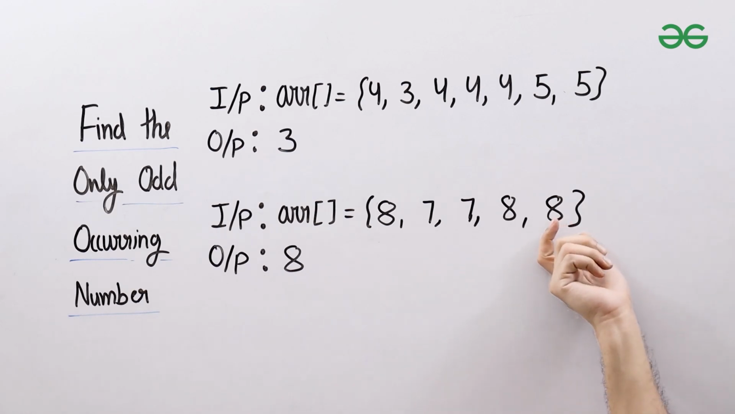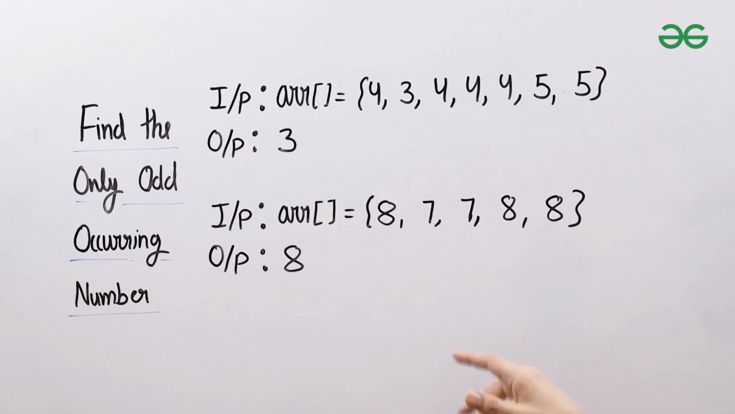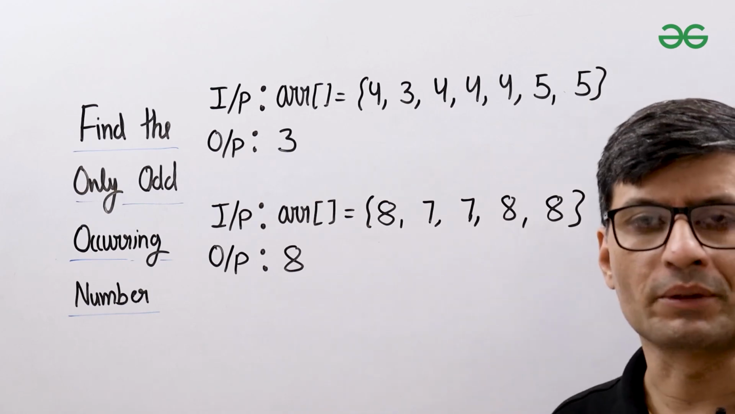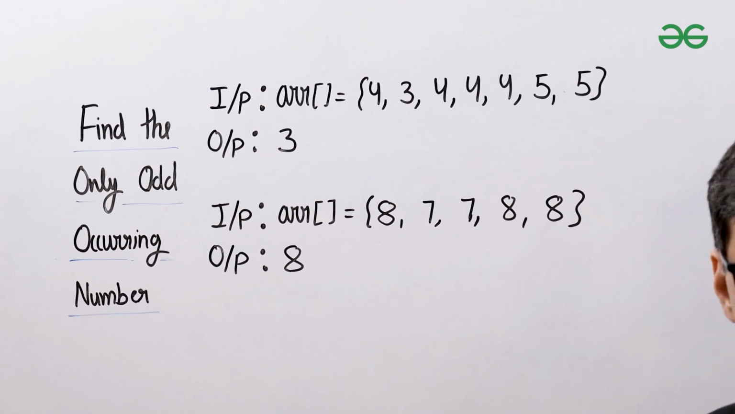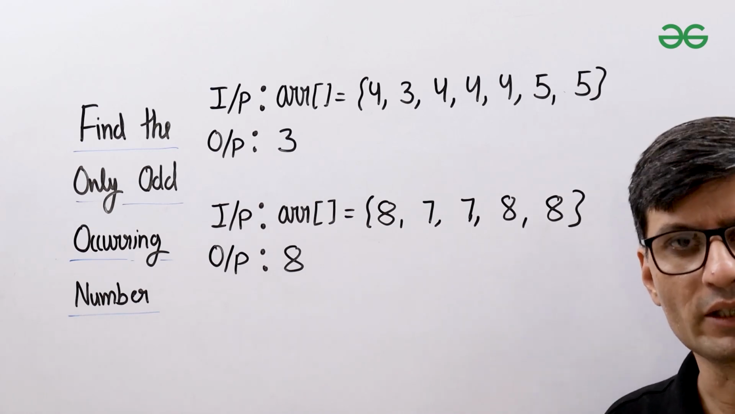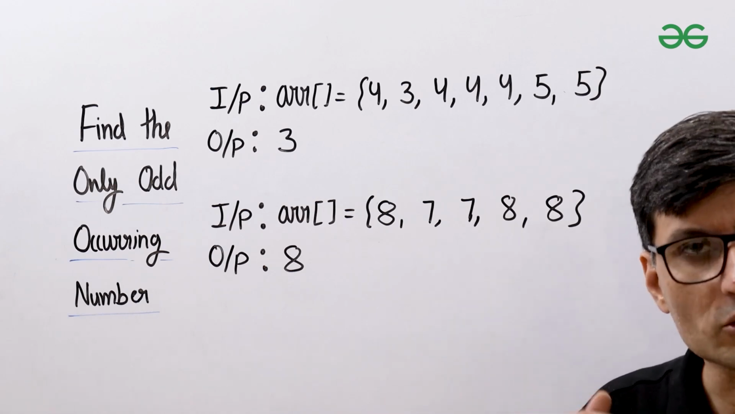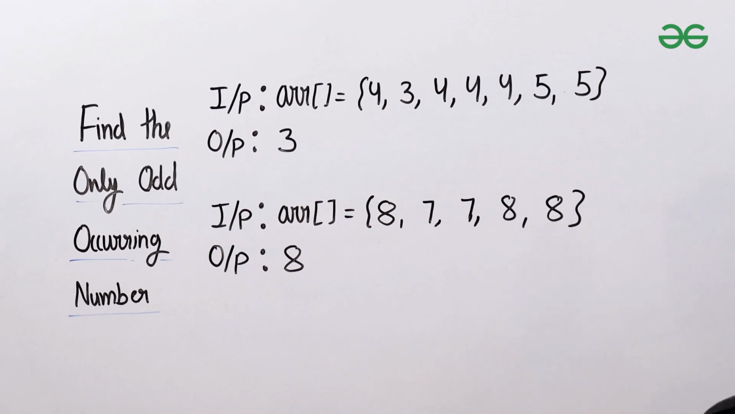Suppose there were more numbers like 5, then 5 must appear an even number of times, because there can be only one number that appears an odd number of times, and we can make this assumption. We can assume that our input array always contains numbers in such a way that there is always going to be only one number that appears an odd number of times, and our task is to find out that number. Please pause this video and try to think of an approach for solving this problem.